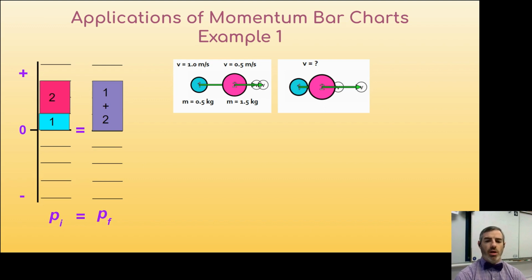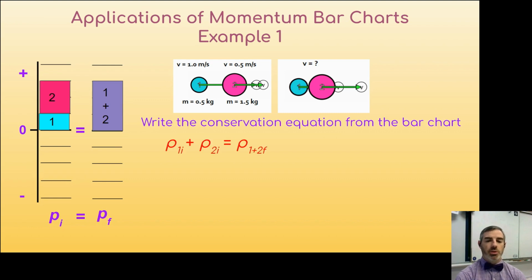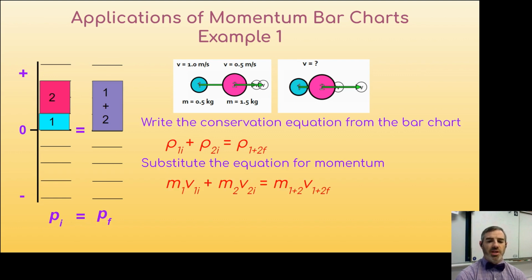Now from that, we're going to write our conservation equation. The momentum of object 1 initial plus the momentum of object 2 initial is going to equal the combination of both of them together in the final. Now we substitute mass times velocity for each: the two individual masses times their individual velocities, those momenta added together, equal the final momentum. And remember, it's mass 1 plus mass 2, so we have to add the masses together to find the final velocity. After this, we can rearrange this equation and solve for the final velocity.